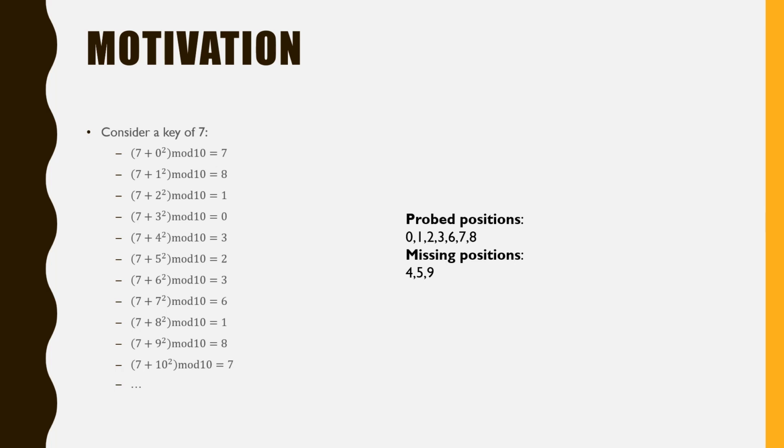A question remaining for quadratic probing is that we do not know whether we can test all hash table locations. For example, consider a key value of 7 and a hash table size of 10. For the first 11 probings, we have only covered positions 0, 1, 2, 3, 6, 7, and 8. We have never been able to reach positions 4, 5, and 9. In this case, we may be better off with just simple linear probing that scans all positions one by one.